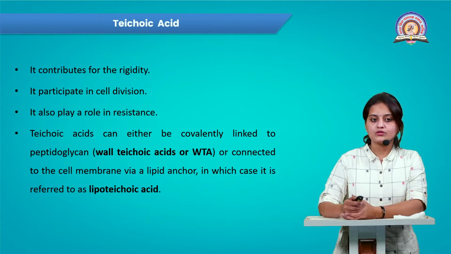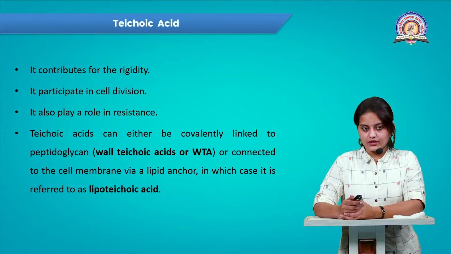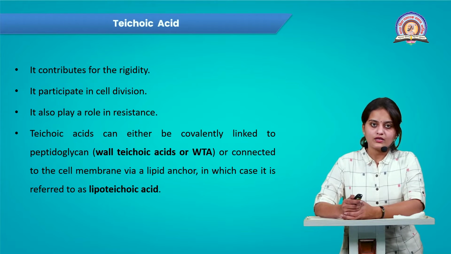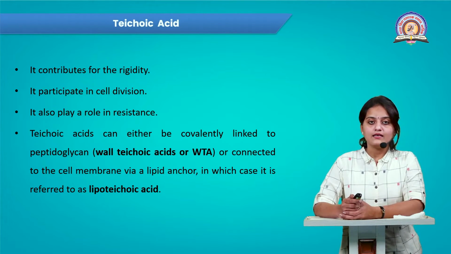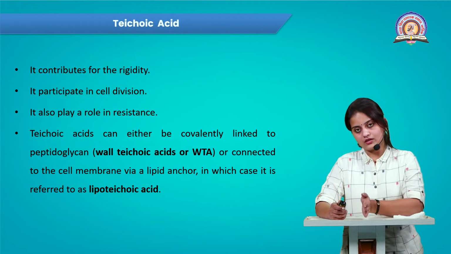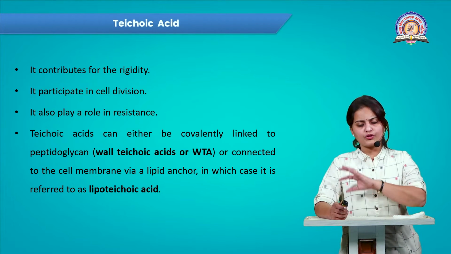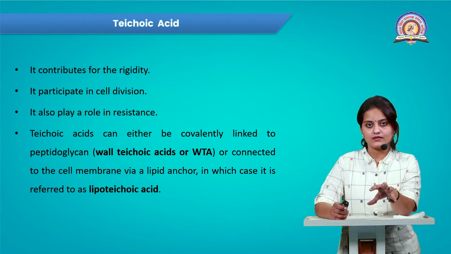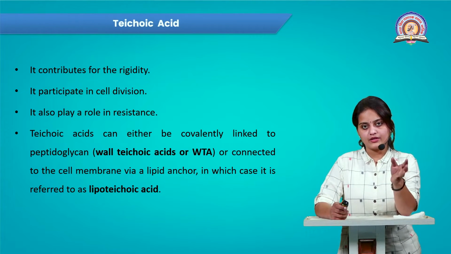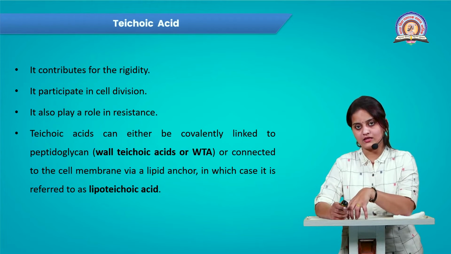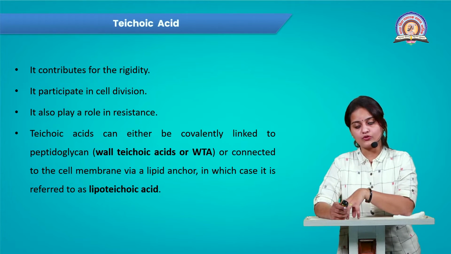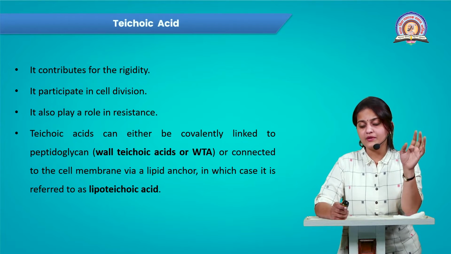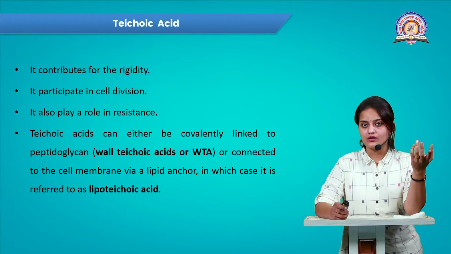It contributes to the rigidity of the gram-positive cell. It participates in cell division. It also has an important role in cell resistance. Now here we are talking about cell resistance. Whatever the factor is that tries to kill that bacteria, teichoic acid helps the gram-positive bacteria to resist that factor. That factor can be temperature, that factor can be chemical.